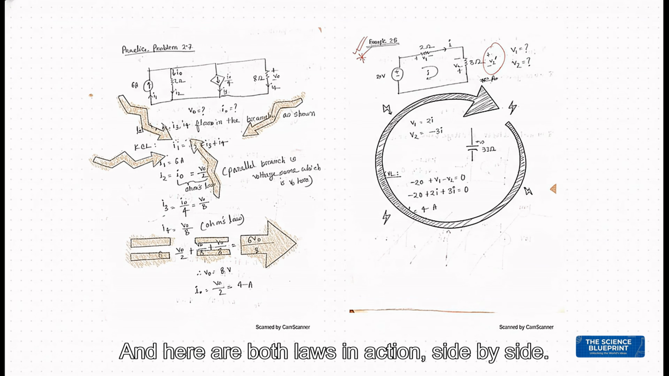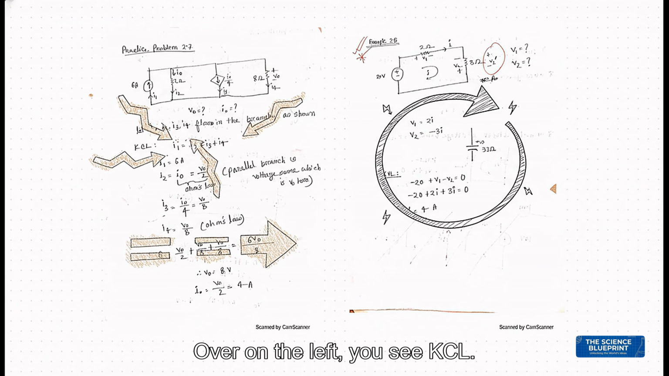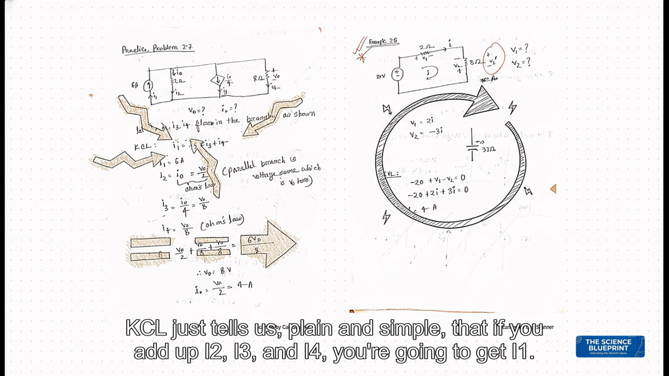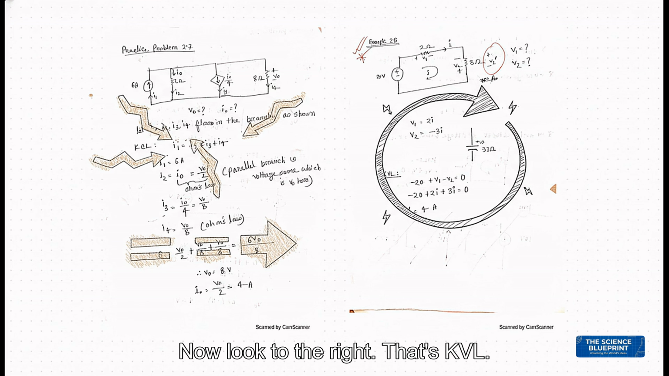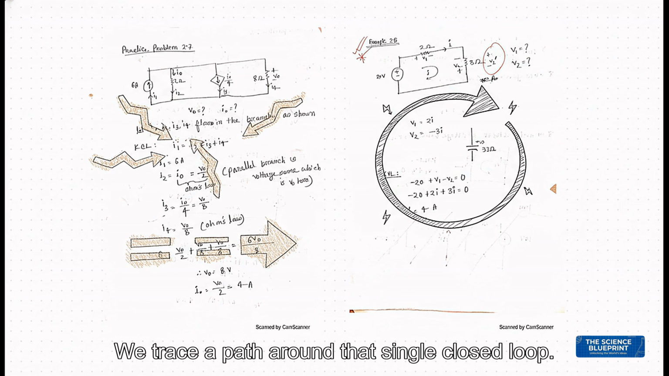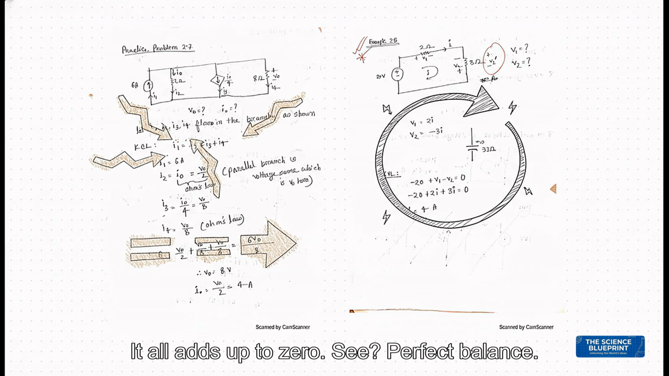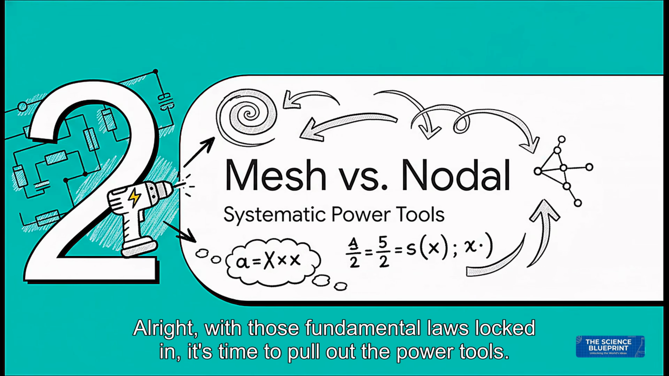And here are both laws in action, side by side. Over on the left, you see KCL. You've got this one current, I1, hitting a node and splitting into 3 paths. KCL just tells us, plain and simple, that if you add up I2, I3, and I4, you're going to get I1. Now look to the right. That's KVL. We trace a path around that single closed loop. The 20-volt push from the battery is perfectly balanced out by the voltage drops across those 2 resistors. It all adds up to 0. See? Perfect balance. All right, with those fundamental laws locked in, it's time to pull out the power tools.